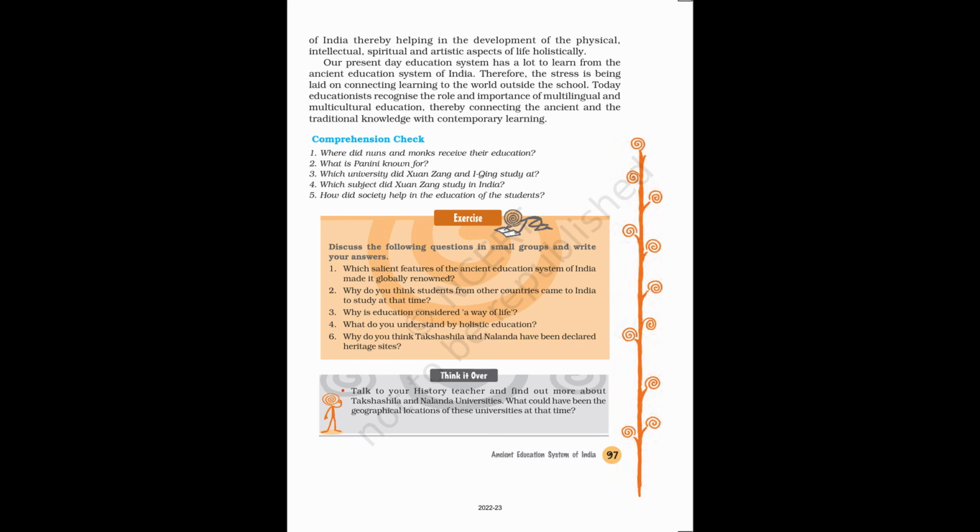Our present-day education system has a lot to learn from the ancient education system of India. Therefore, the stress is being laid on connecting learning to the world outside the school. Today, educationists recognize the role and importance of multilingual and multicultural education, thereby connecting the ancient and the traditional knowledge with contemporary learning.